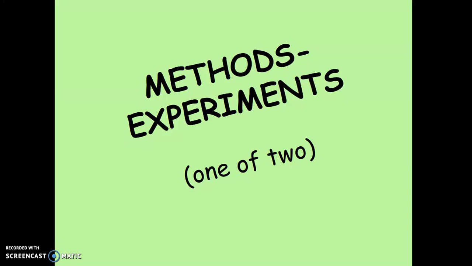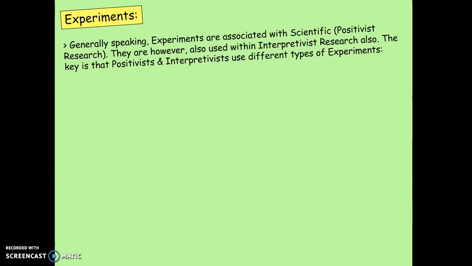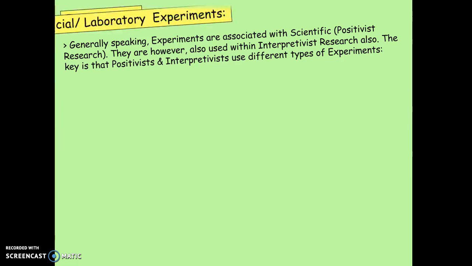Methods, experiments, part 1 of 2. Experiments. Generally speaking, experiments are associated with the scientific, positivist research. They are, however, also used within interpretivist research also. The key is that positivists and interpretivists use different types of experiments.